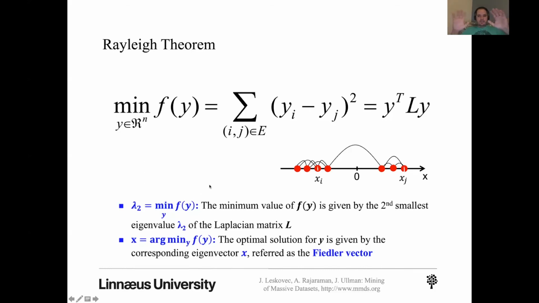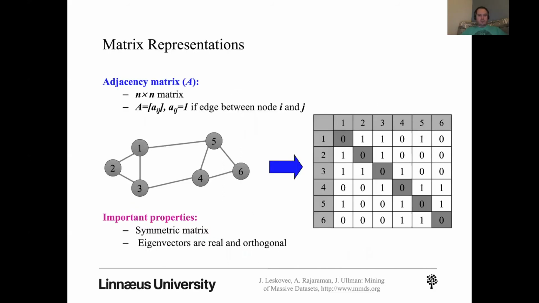So let's take it slow. First things first, what is the Laplacian matrix? How do I represent my graph as a Laplacian matrix? Well, very simple. Let's start with the adjacency matrix, which I guess you are already familiar with. If not, it's very simple. It's an n by n matrix, where n is the number of nodes. For example, if you have 6 nodes, then it's 6 by 6.